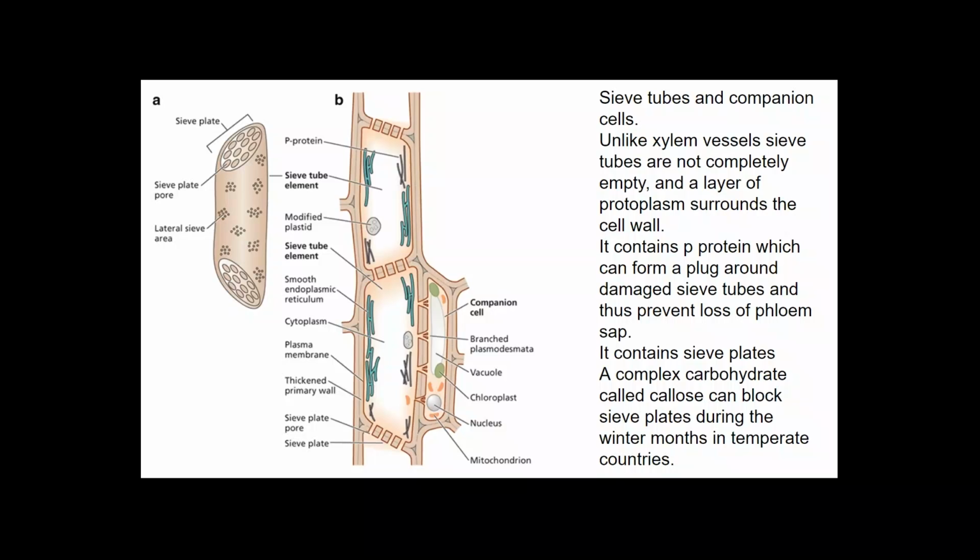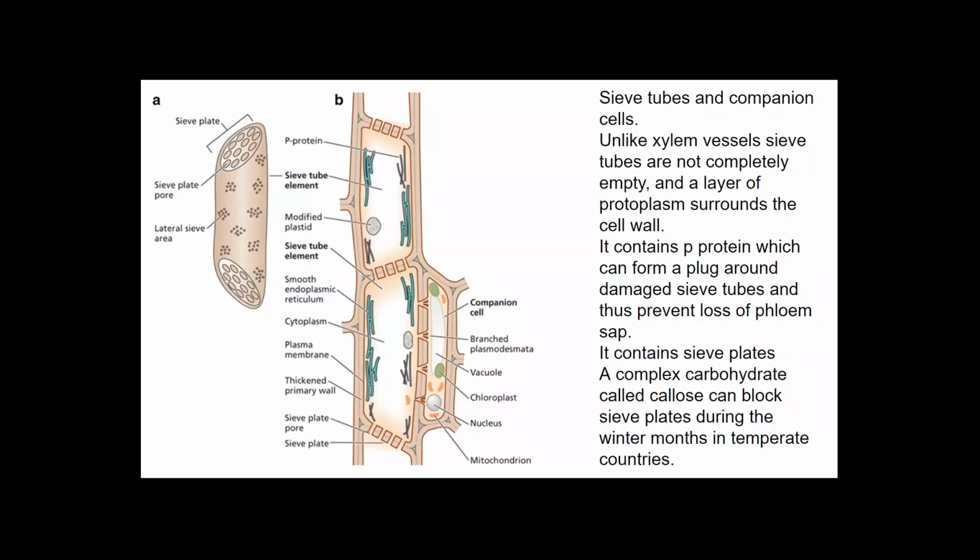So you probably need to know these structures here, where you have endoplasmic reticulum and P protein. And you also have a companion cell. And in the companion cell, you have lots of mitochondria, indicating that an active process is occurring, because translocation requires energy.